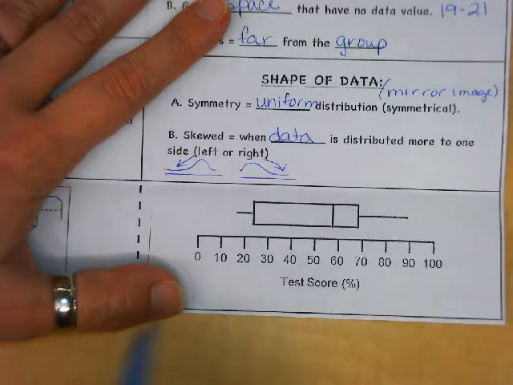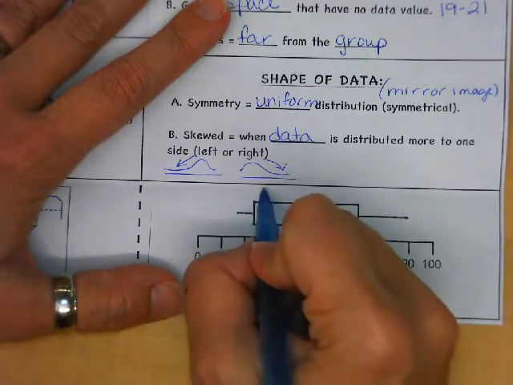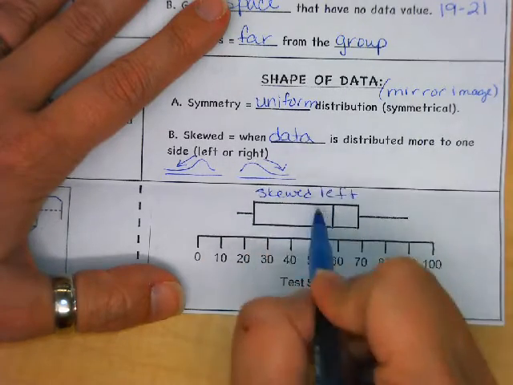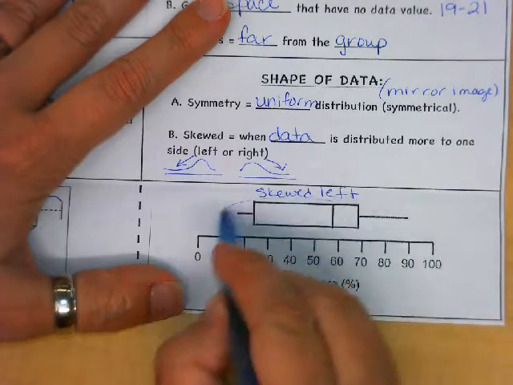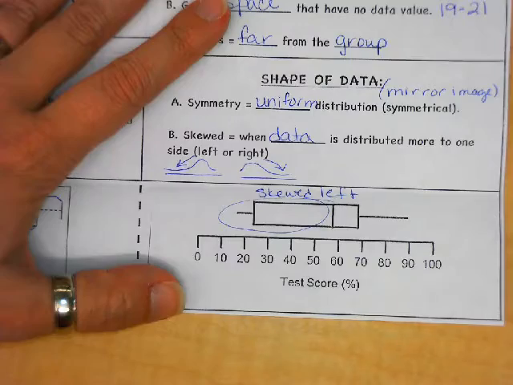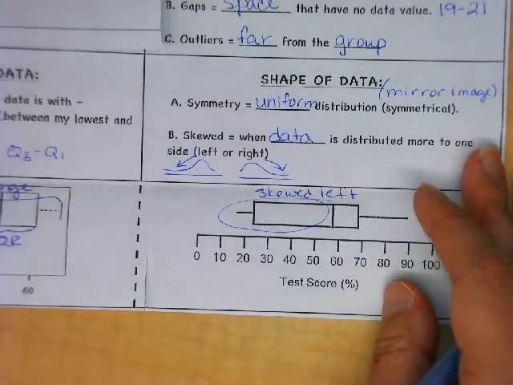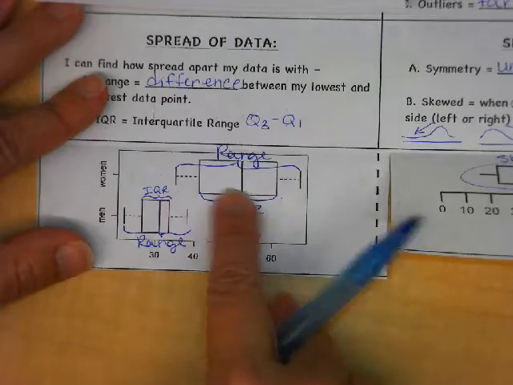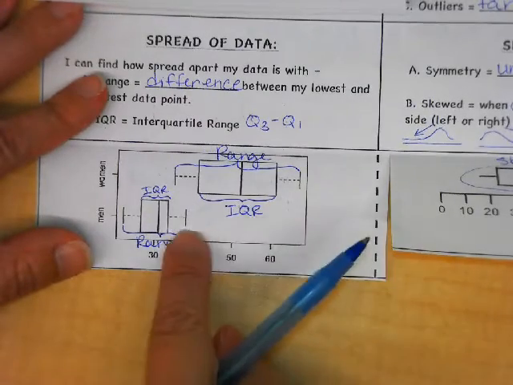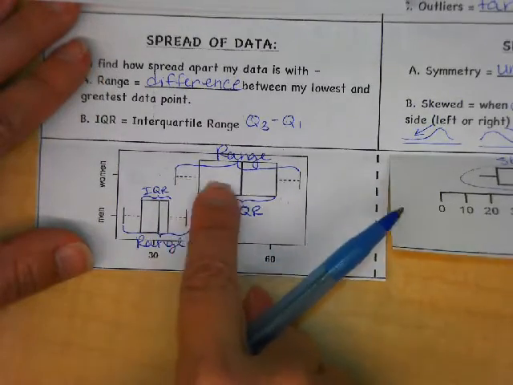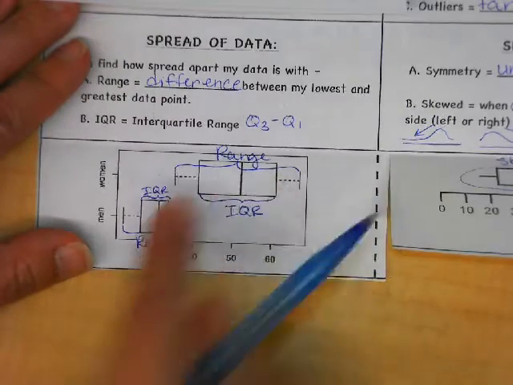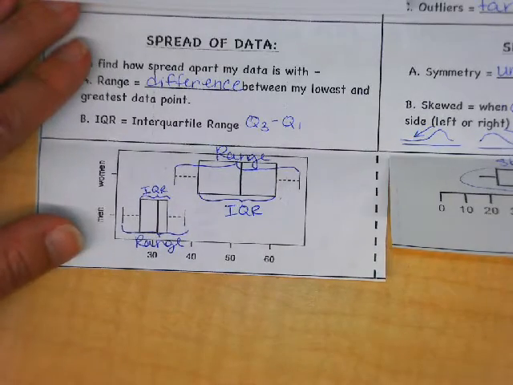This box plot is going to be skewed left because you have a bigger gap on the left-hand side. If you looked over here, this looks pretty symmetrical. If we have some numbers, we could see if all the spaces were the same, but it looks like if we folded it in half, it would be symmetrical.